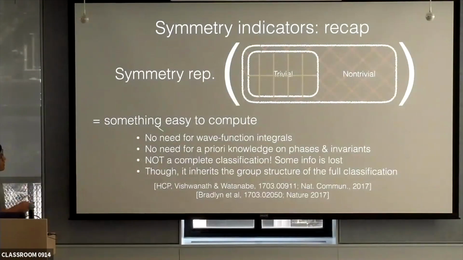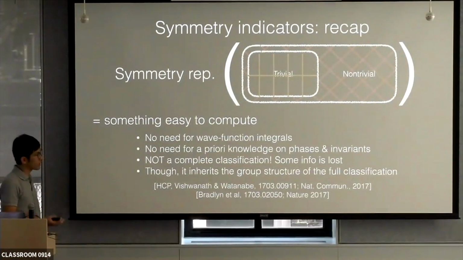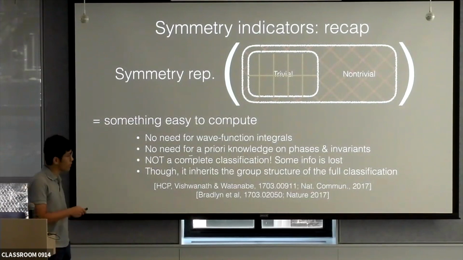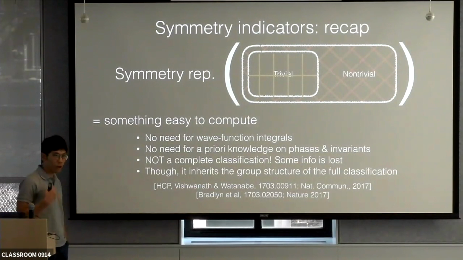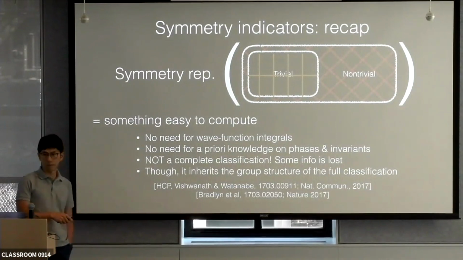So basically, we claim that it's something very easy to compute. It's just some counting, essentially linear algebra. And in that sense, it's very powerful, because to find some topological materials, I don't actually need to do any wave function integrals. So the old way of doing it, if you have some DFT band structure, it's very hard to compute from first principles. But here, you don't need to do that. And even more, we don't even need to have any a priori knowledge on phases or invariants.